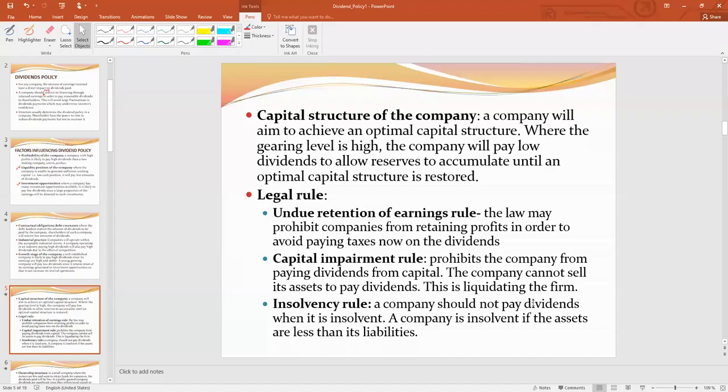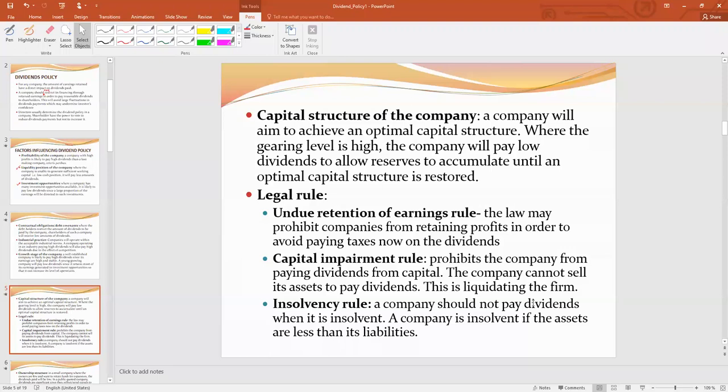Then you have what is called the capital impairment rule, which I think I already mentioned. As a company, you are only going to pay the dividend from the earnings you are making. Which means if as a company you are not making any earnings, there is no profit. Don't forget, as I mentioned, you cannot borrow money so that you can pay the shareholder the dividend. It means you can only pay the dividend from the profits the company is making. If no profit, no dividend.